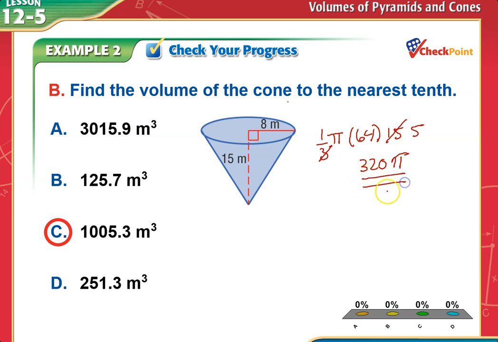That'd be an exact answer, but it wants it to the nearest tenth. So let's take 320 and multiply by pi in my calculator, and I get 1005.309. So to the nearest tenth, we have 0.3.